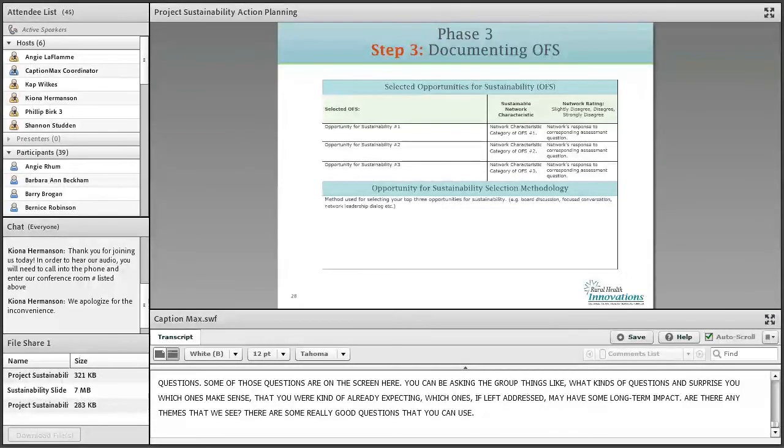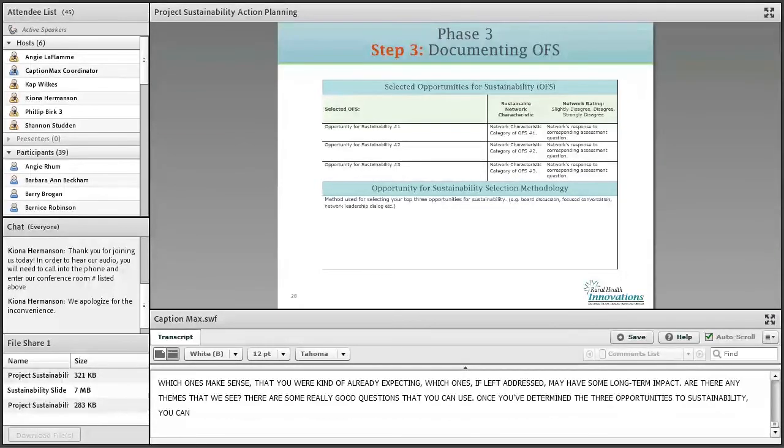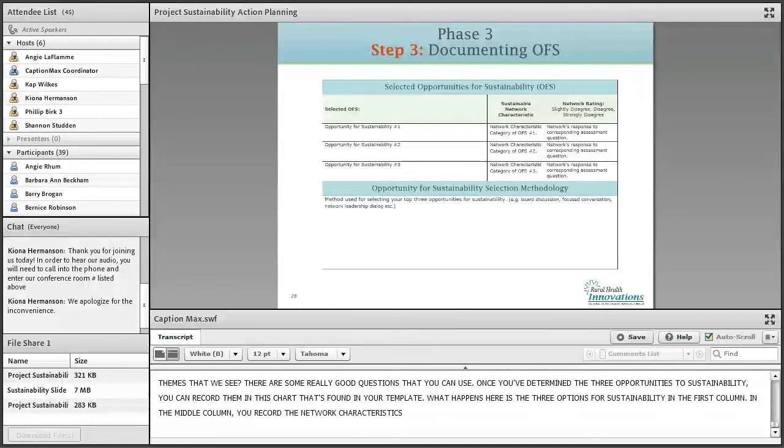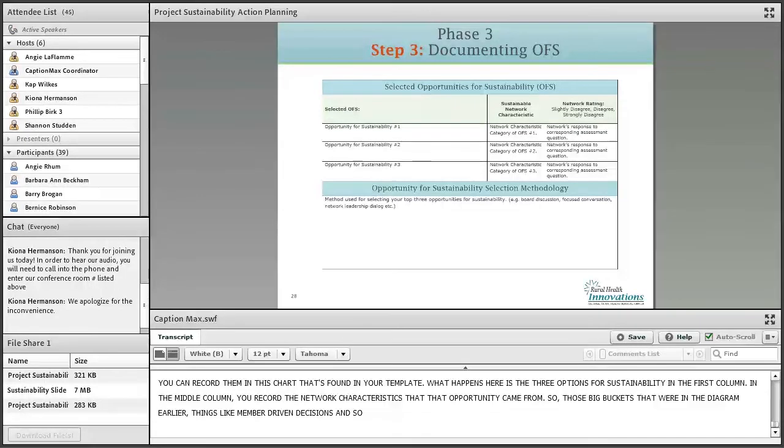Once you've determined the 3 opportunities for sustainability, you can record them in this chart that's found in your template. You list the 3 selected opportunities for sustainability in the first column. In the middle column, you record the network characteristic that opportunity for sustainability came from. So those big buckets that were in the diagram earlier, things like collaborative leadership, member-driven decisions, and so forth.